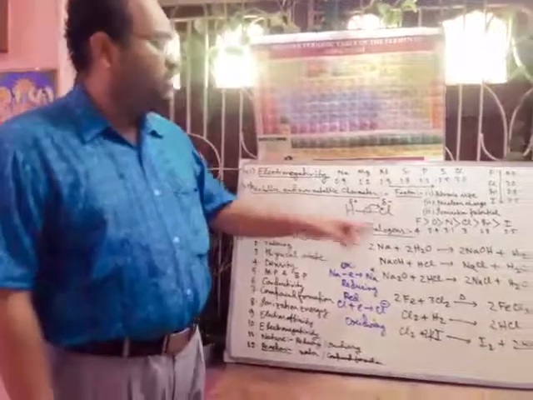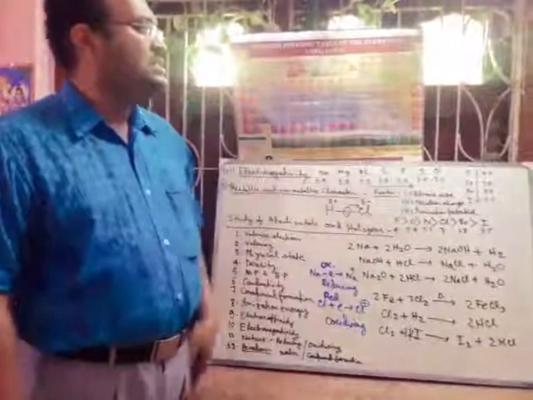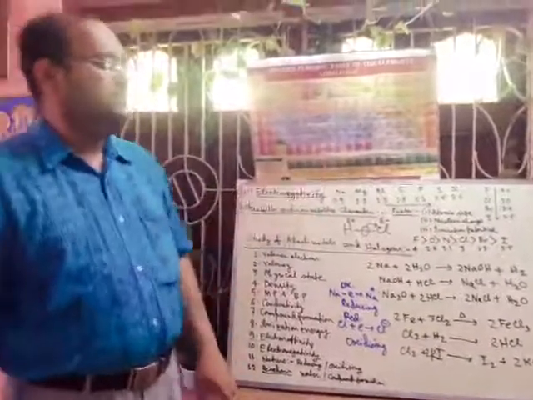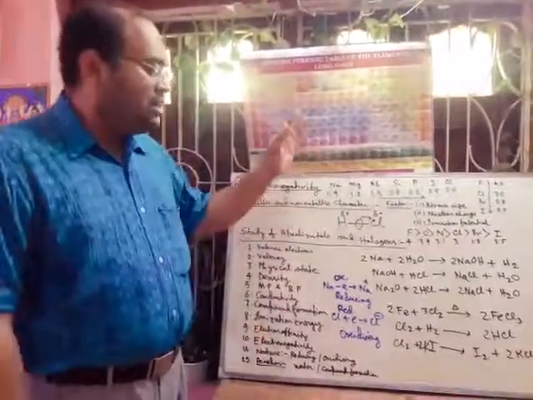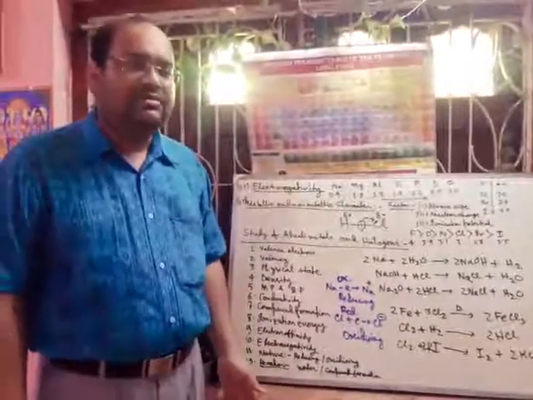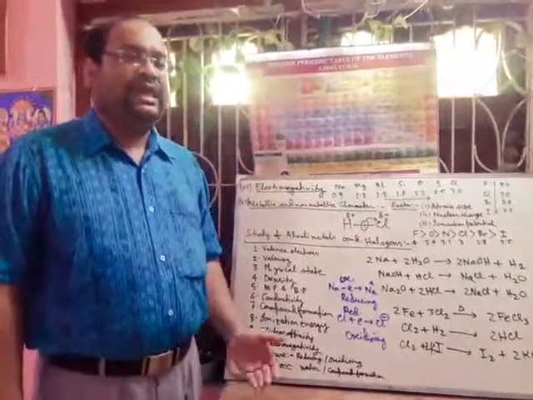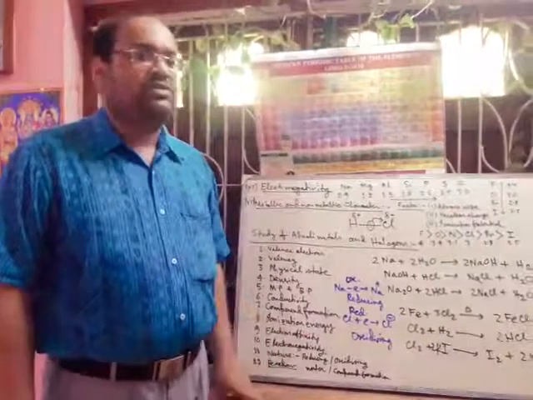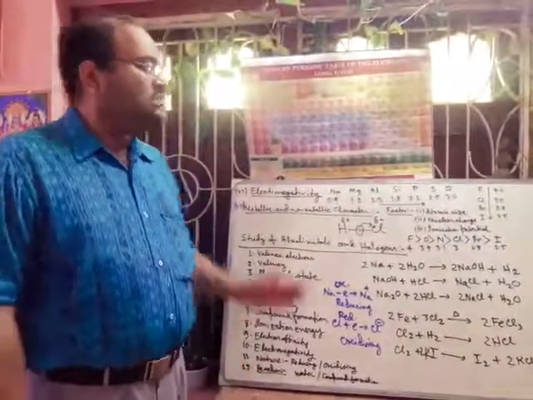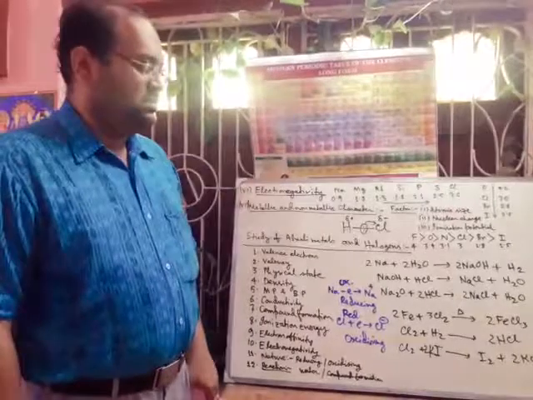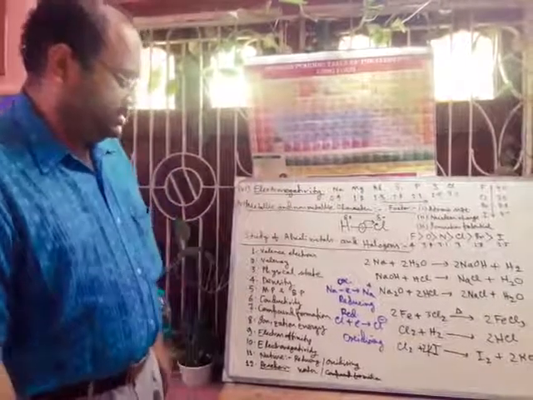Now if we think about the group 17 elements like fluorine, chlorine, bromine, iodine, astatine, they are called halogens. Why are they called halogens? Because they can form sea salt. That is why they are called halogens. Now we will discuss their properties.